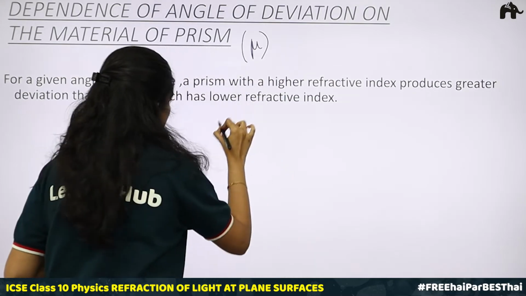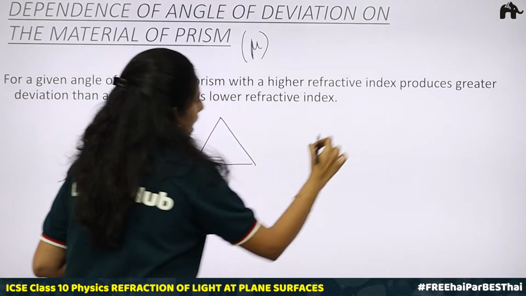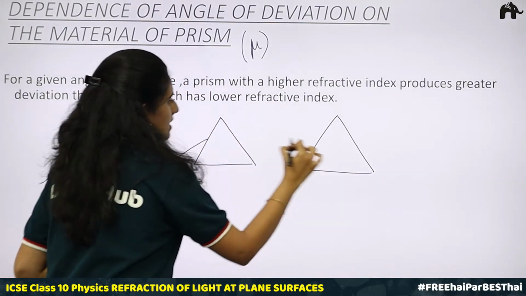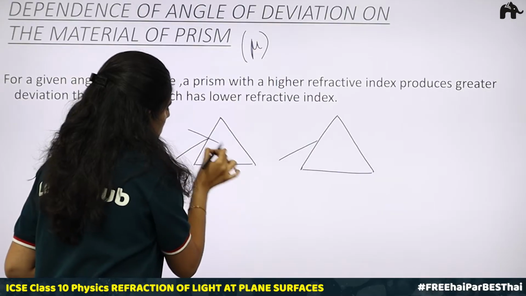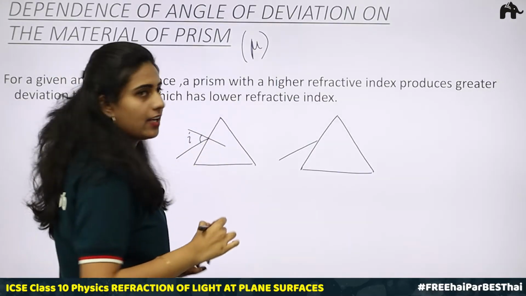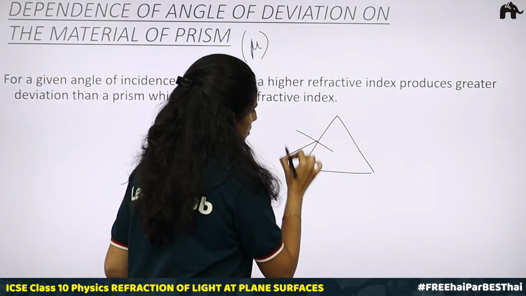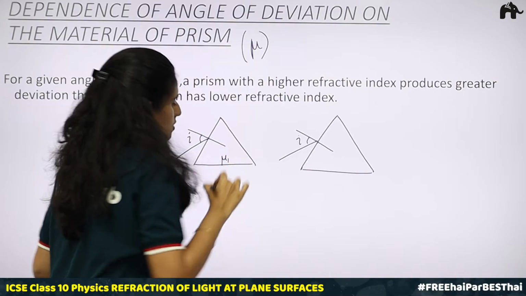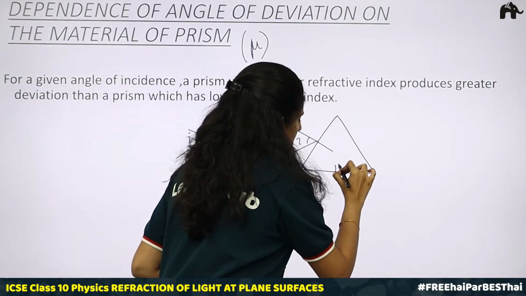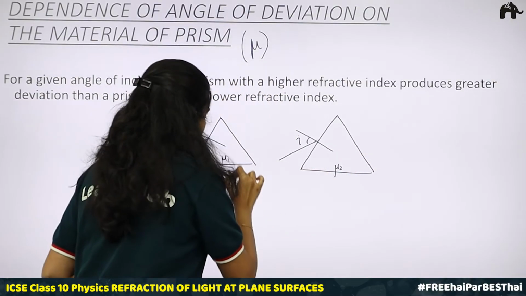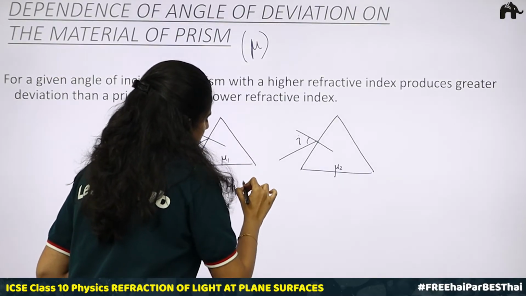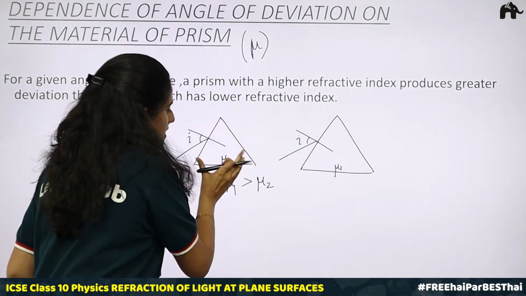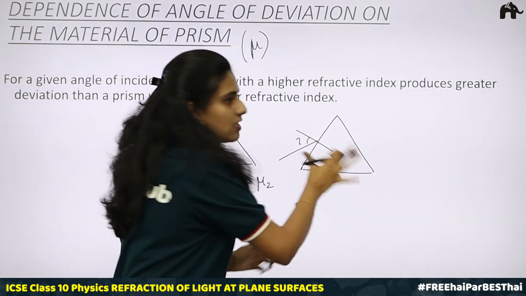Consider two prisms. Here this is your first prism and this is your second prism. Here we have the incident ray, this is your normal, and here you have the angle of incidence. Again, this is your normal, and you have the angle of incidence. Now consider that the first prism has a refractive index mu1 and the second has a refractive index mu2. Let's say the refractive index of the first prism is greater than the refractive index of the second prism.